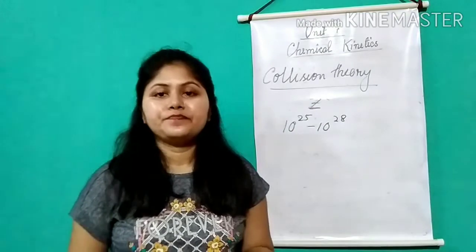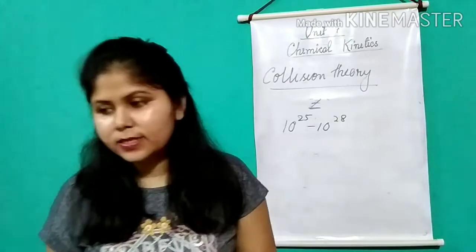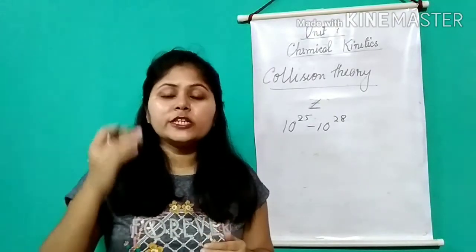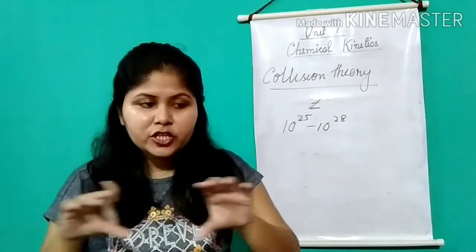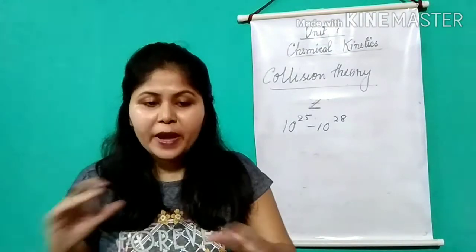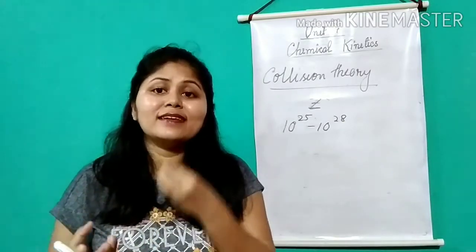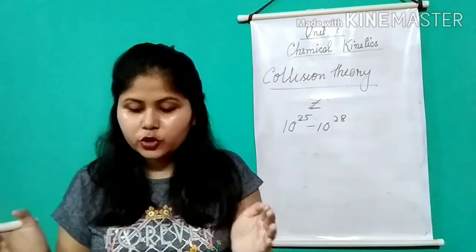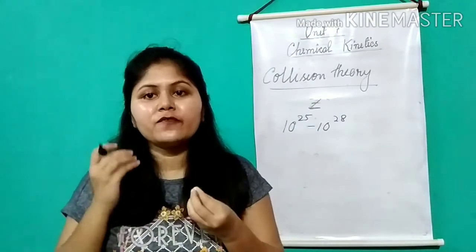Fourth point is about effective collisions. What is an effective collision? We know that for a reaction to occur, collision should be there. An effective collision means that when a reaction occurs, it takes a very short span of time. So what does it mean? That the collisions are effective. If the collisions are effective, the time for the reaction to occur or to form the products will be very less. So that means effective collisions have occurred.